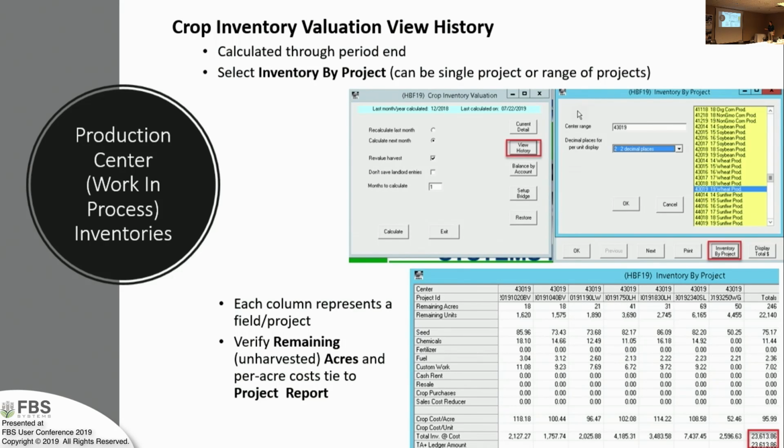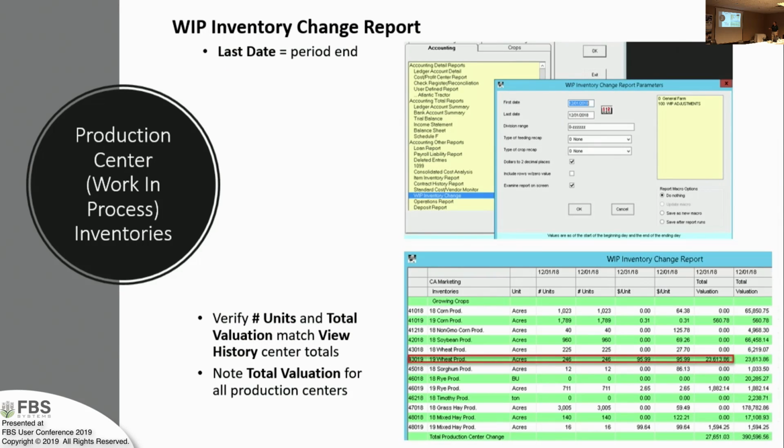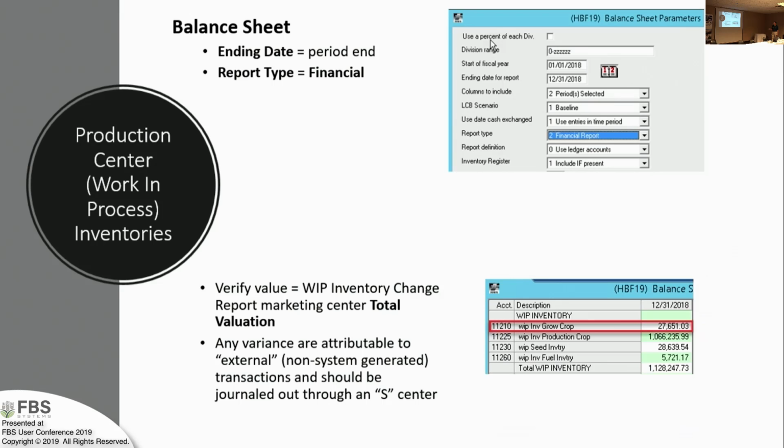Here's our tie-out total, work in process inventory for this particular center, and it matches the Transition Plus. So the marketing with inventory change report, here's the same values that show up on the WIP inventory change report. So the balance sheet, here's the 27,651 on the balance sheet. Now this is different. Some of these are coming from a different operation, but just to show you how everything ties out.